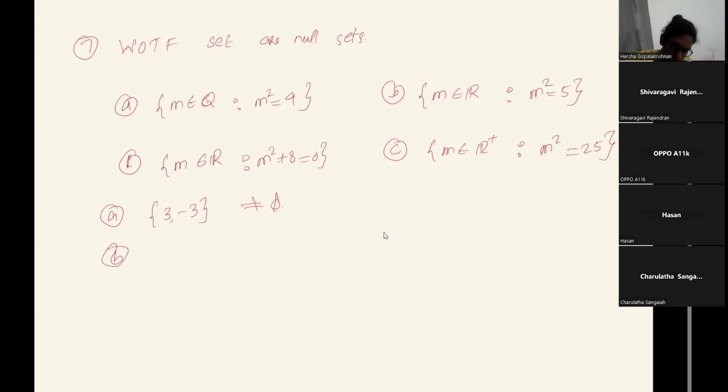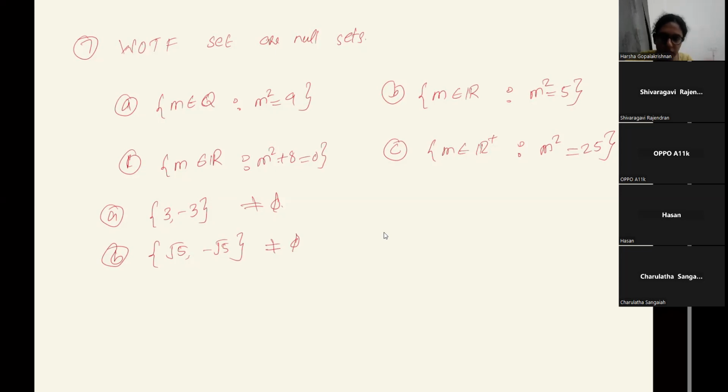Now coming to the second option. Set of all M in R such that M square equal to 5. Now what are all the elements in B? Plus or minus root 5. Yes, either root 5 or minus root 5. So this is also not empty. 2 elements are there in B. Also one more thing to note is, here we are taking set of all M in R such that M square equal to 5. That is why we are able to take root 5 and minus root 5 in this set.